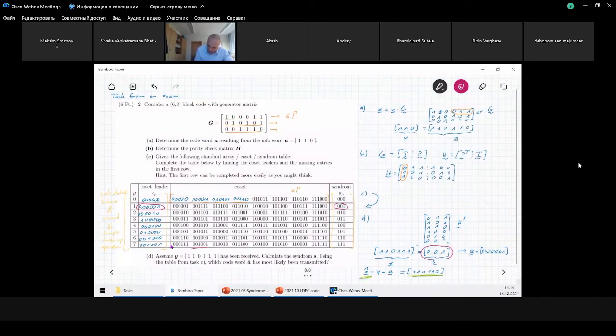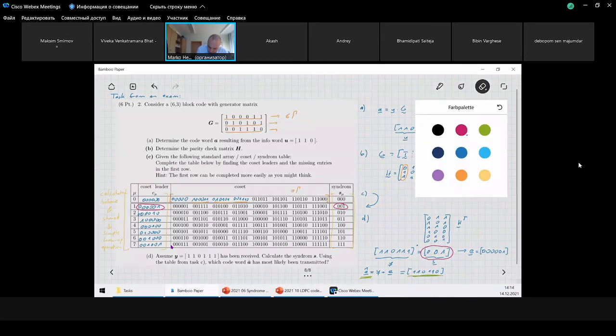You are asking, let's use a different color here. We don't have a better red.